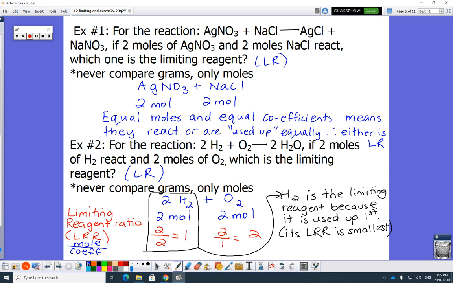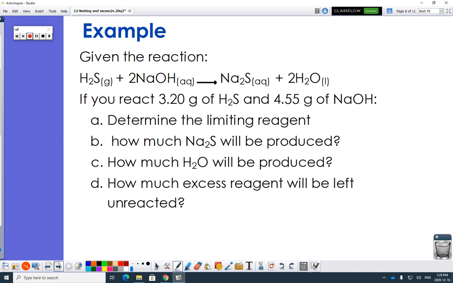Okay, so more often than not, you're going to get a for real question. So really, that's all that's next is an example. Given the reaction, in this case, I happen to include the aqueous and liquid and whatever. Again, that doesn't affect the stoich or anything like that. If you react 3.2 grams of hydrogen sulfide and 4.55 grams of sodium hydroxide, now technically you're given two amounts, so that's a clue. You're going to do limiting reagent, but like I said, the question will be very specific. Part A, find the limiting reagent. Part B, blah, blah, blah, do whatever else, okay?